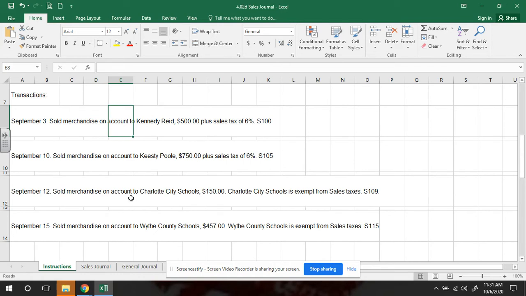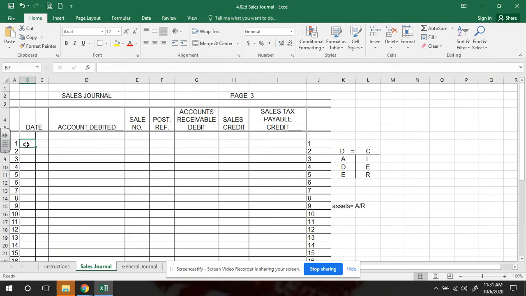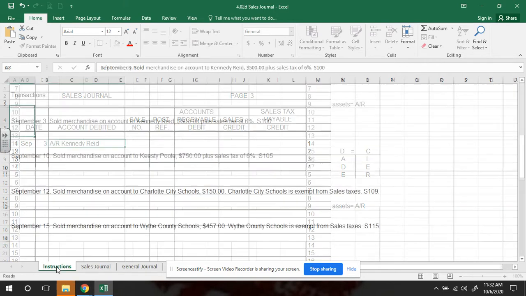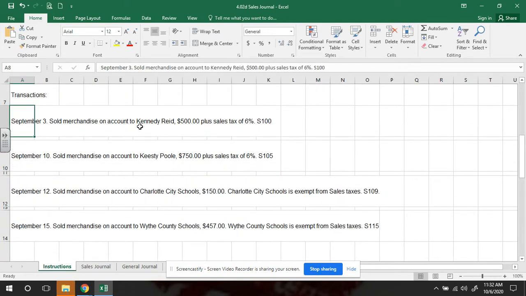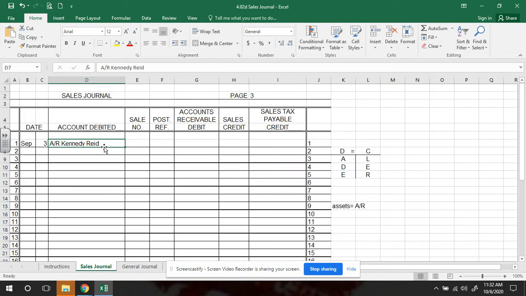All right, so we're going to start up here. September 3rd, sold merchandise on account to Kennedy Reed. September 3rd. So I'm going to go over here to my sales journal, September 3rd, and this is accounts receivable, Kennedy Reed. All right. $500 plus sales tax of 6%.